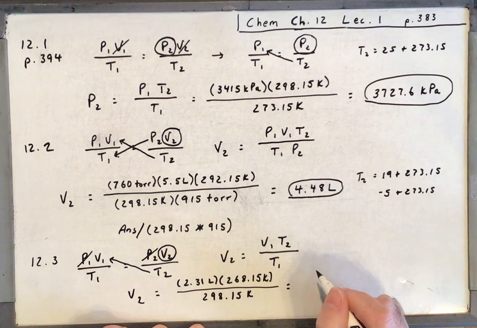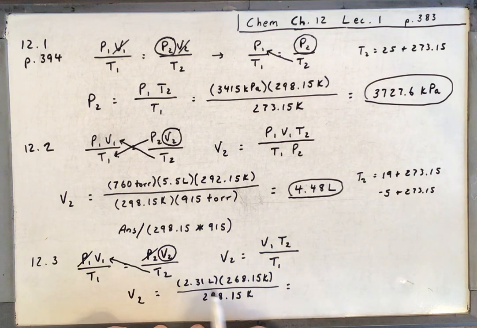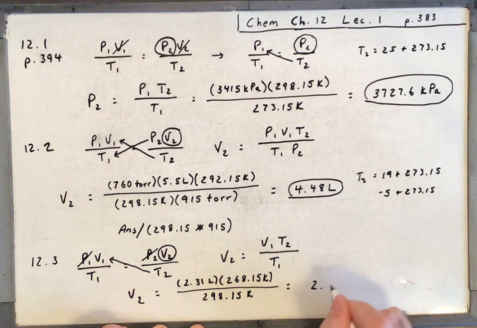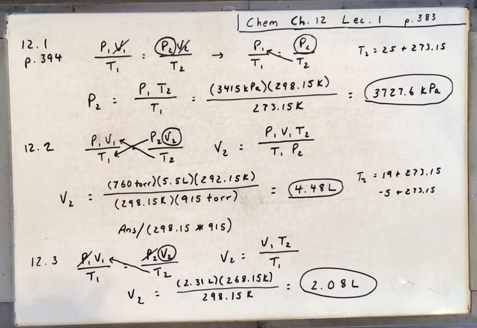If you put that in the calculator, again, you can do 2.31 times 268.15, hit equal and get an answer, and then divide that by 298.15. You would get 2.08 liters. So you don't want to make a calculator error on these. You get it set up all right, do the algebra, get all the numbers right, and then you have a calculator error. Now let's flip the page.